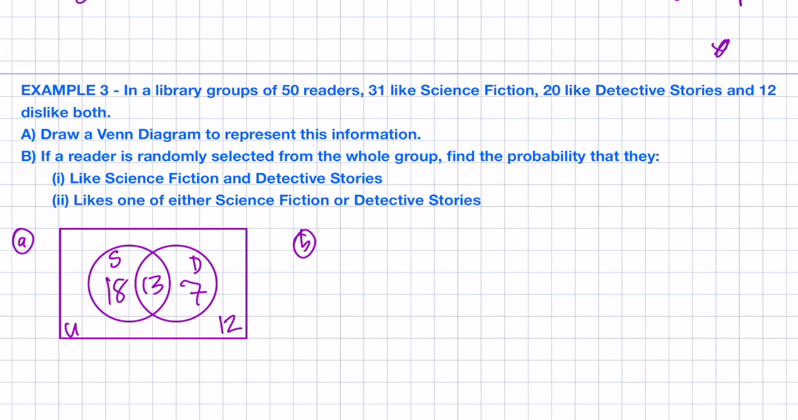Because that's not part of it. So we've worked out the Venn diagram for that. Now we can work out probabilities. 1. Likes science fiction and detective stories. Which part of this is likes both? The overlap. So probability S and D is going to be 13 out of 50.